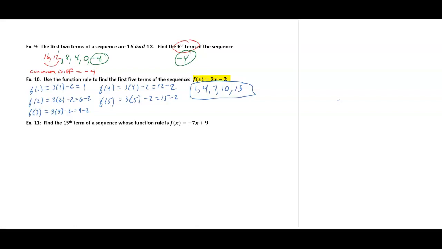Now, if you're given a function rule, right, f of x equals negative 7x plus 9, and they ask you to find the 15th term. Guys, do not use this function rule and go f of 1 all the way up to f of 15. If you look, the first term, right, of a sequence is just f of 1. Therefore, for the 15th term, all I'm going to do is evaluate f of 15. Negative 7 times 15 plus 9 tells me the 15th term of this sequence would be negative 96.